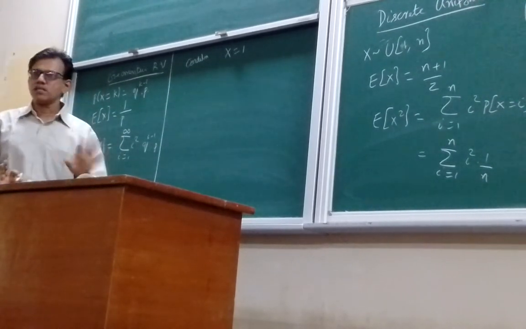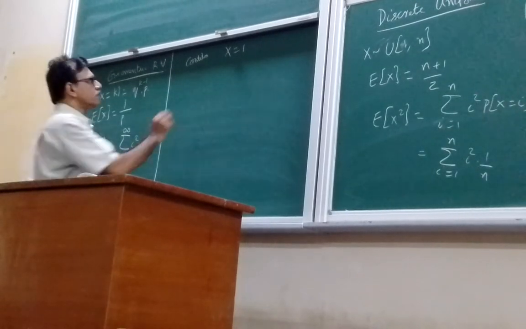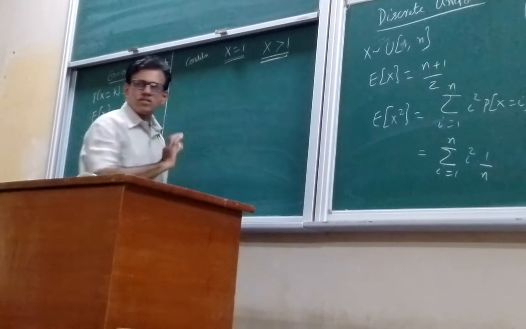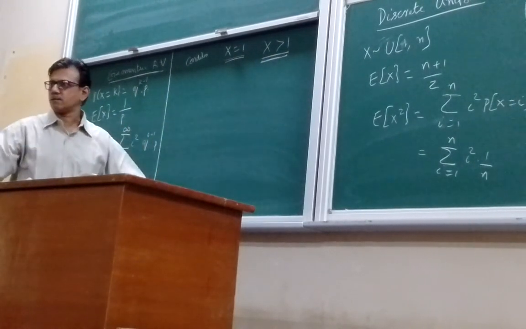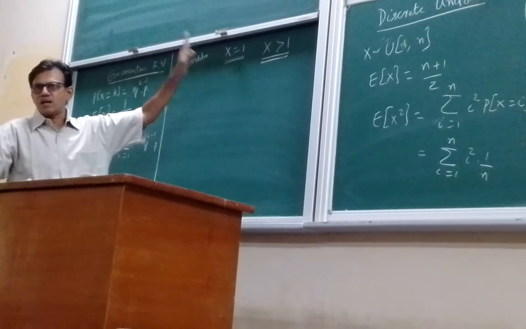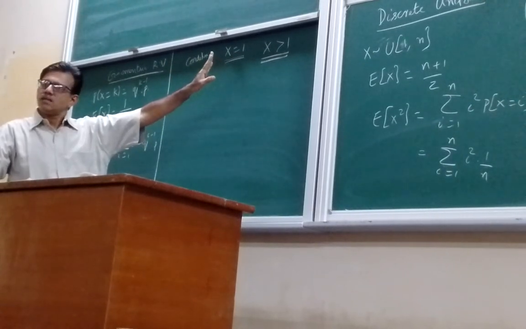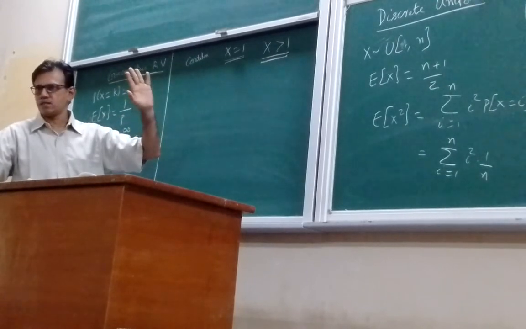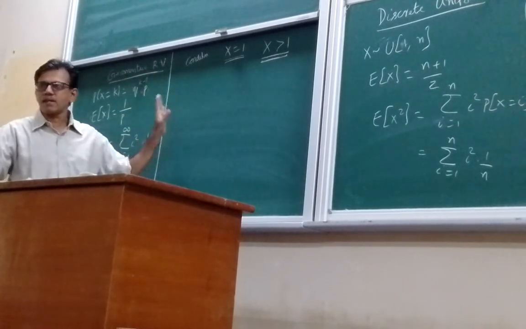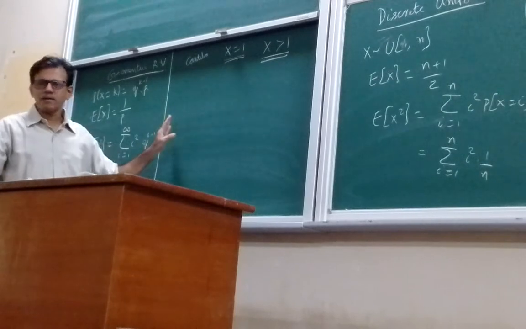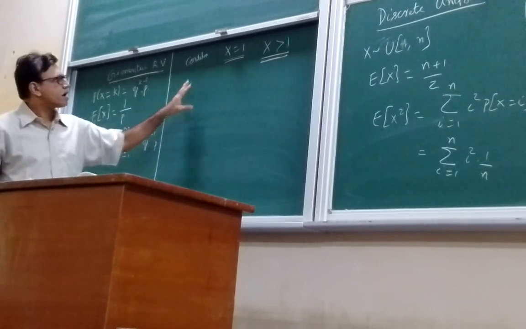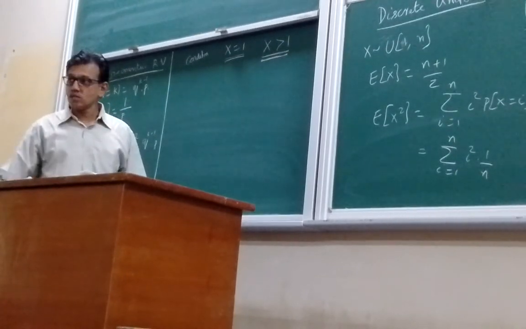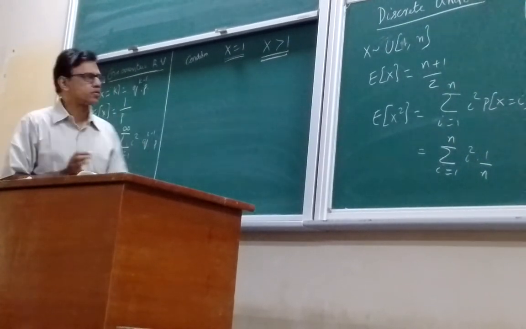There are only two possible ways in which it can occur: X equal to 1 or X greater than 1. These are the two events that can occur: success in the first trial or success in a trial greater than 1. They are mutually exclusive and collectively exhaustive, and therefore any given statistical quantity can be written as the quantity conditioned on this plus the quantity conditioned on this. This is a general technique that we can always use.